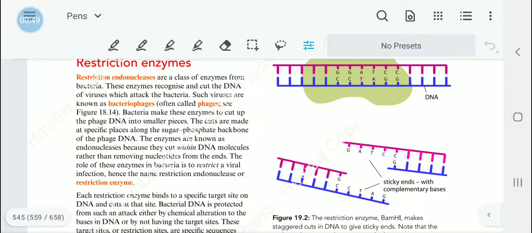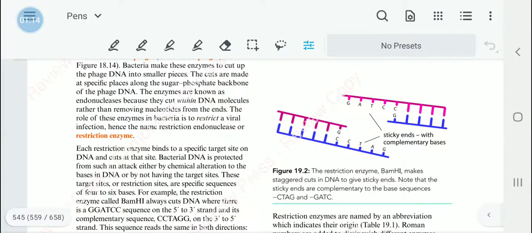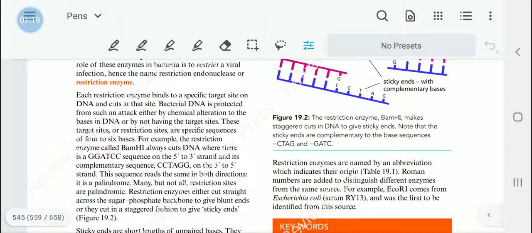When they are doing this cutting, it is cut along the sugar phosphate backbone of the phage DNA, and because they do it within the DNA molecule rather than removing nucleotides from the ends, we call them endonucleases, right? Also their function is to restrict the viral infection. As a result, we call them restriction enzymes.